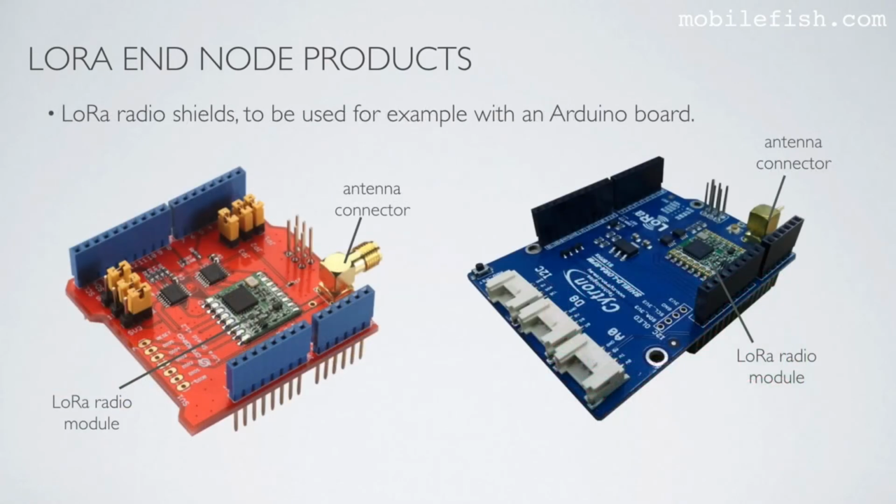There are also LoRa radio shields to be used, for example, with an Arduino board. This is such a shield. It only has a LoRa radio module and an antenna connector, but no microcontroller. Here is another LoRa radio shield. Here is the LoRa radio module and antenna connector. And this shield has no microcontroller.